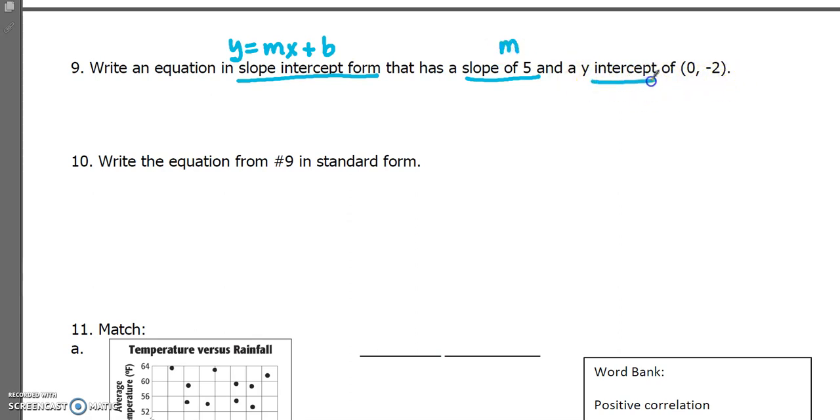So remember the y-intercept is this number right here when my x is 0. So my y-intercept, which is the b, is -2. So we have y equals 5x minus 2. So here's the answer for number 9. Now let's look at number 10.